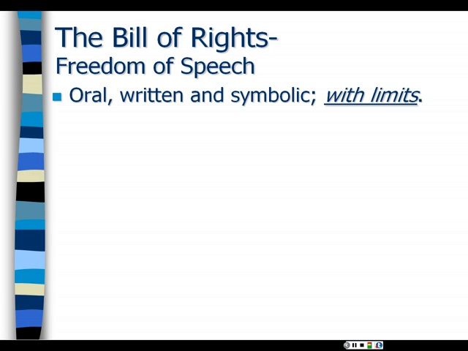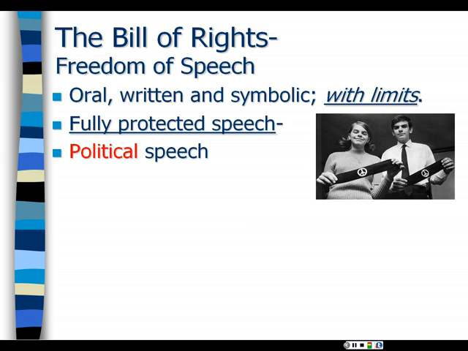Free speech, and that's in the First Amendment, can be, as it points out here on the slide, oral, written, and symbolic, so it could be something you write, which you normally don't think of as typically speech, or a symbol, an expression. It can be a form of speech too. It's been interpreted that way. And the most protected level of speech is political speech or political expression.